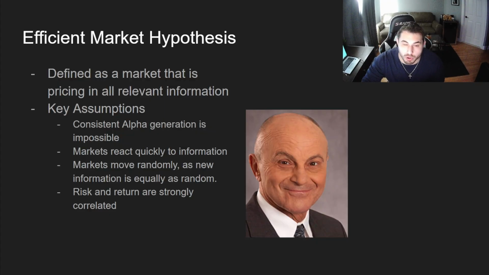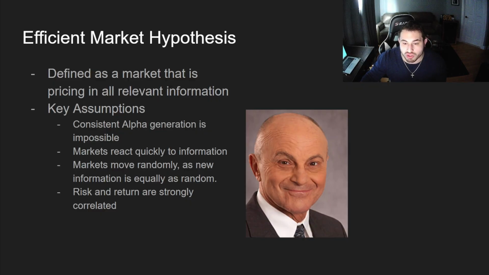And a lot of people, this is a controversial theory, right? But really, basically, some of the key assumptions here are that alpha generation is not possible, markets react quickly to new information, and risk and return are strongly correlated, right? And this is controversial because this model calls into question the efficacy of the active management industry. And again, this is a topic for a whole other video. I'm not going to bore you with the details right now.